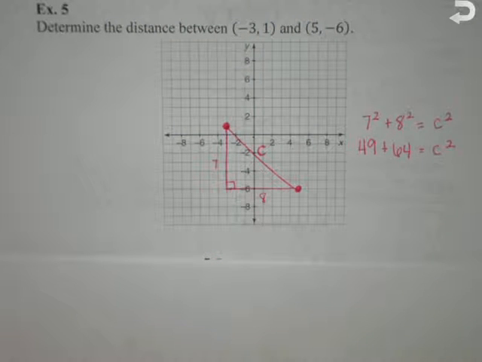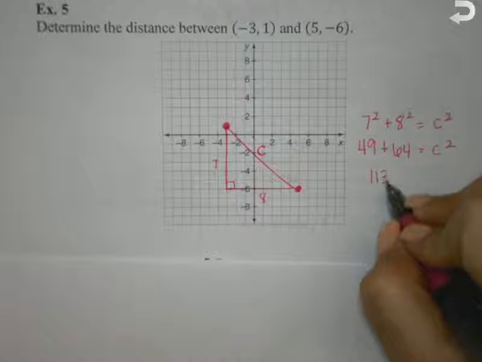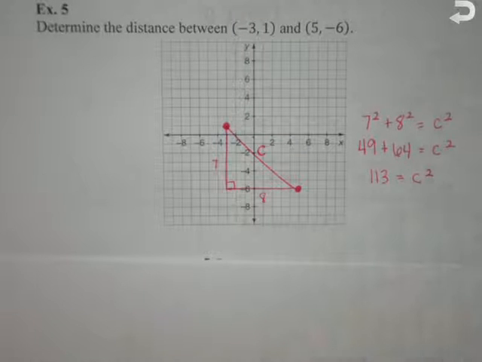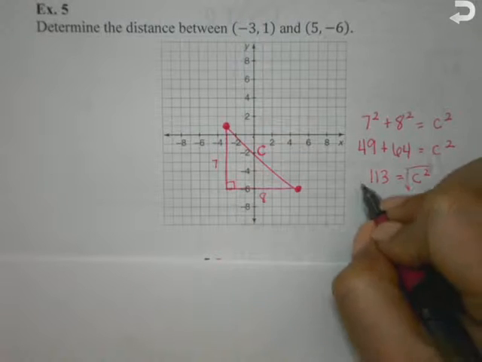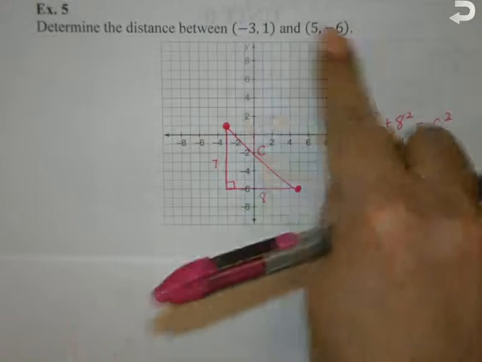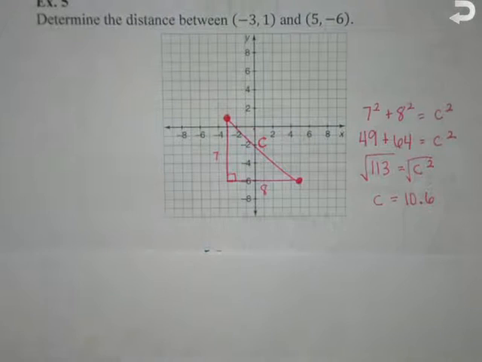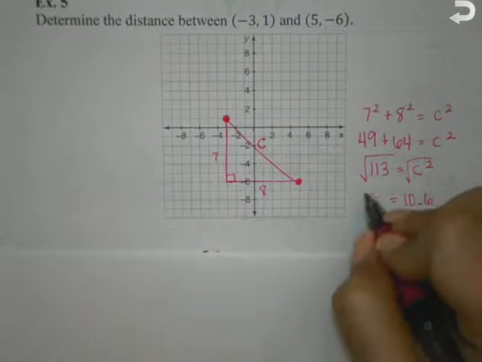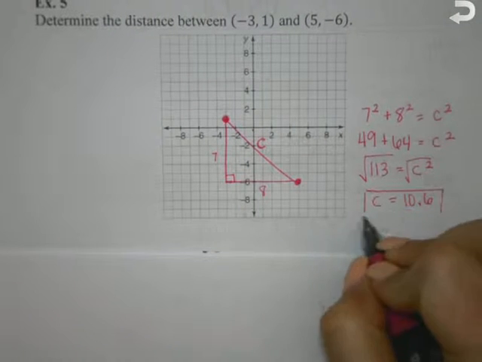What's 49 plus 64? 113. And then what's the square root of 113? 10.6. We don't have any measurements here like centimeters, inches, feet, so we can leave it as 10.6. Okay?